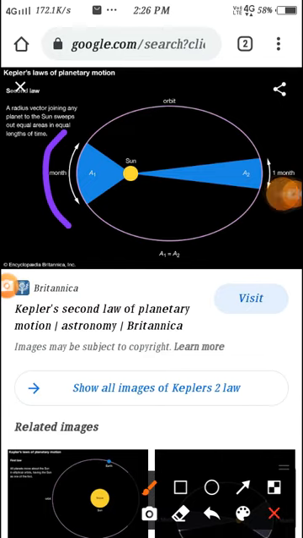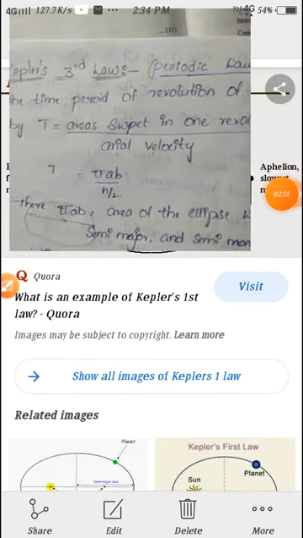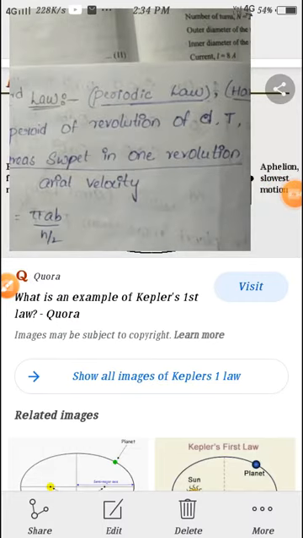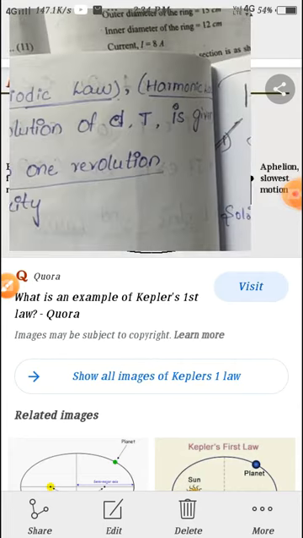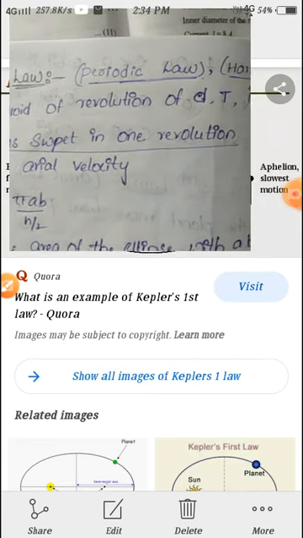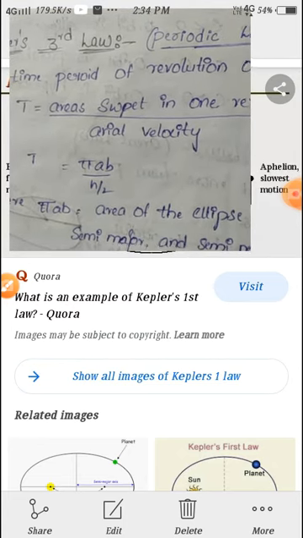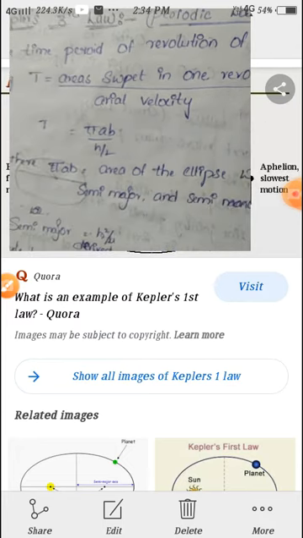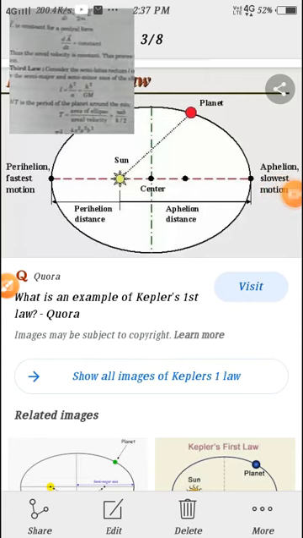And Kepler's third law, also known as the periodic law or harmonic law. So Kepler's third law, periodic law or harmonic law. The time period of revolution T is given by the area swept out in one revolution divided by the areal velocity, that is T equals pi AB by the areal velocity. This is the third law.